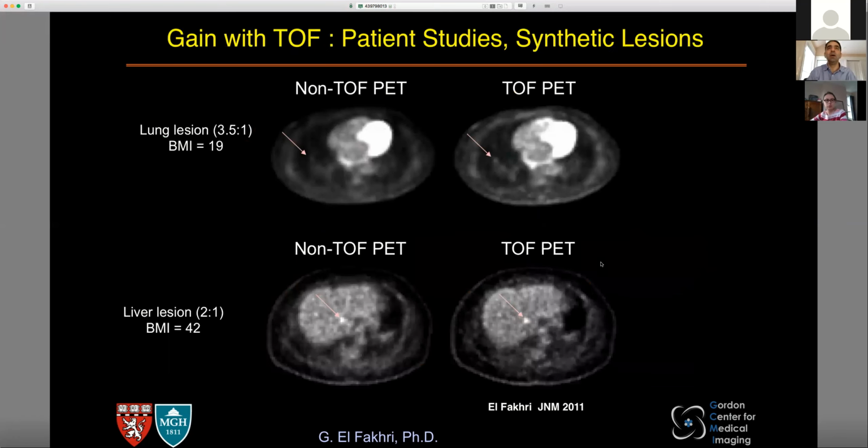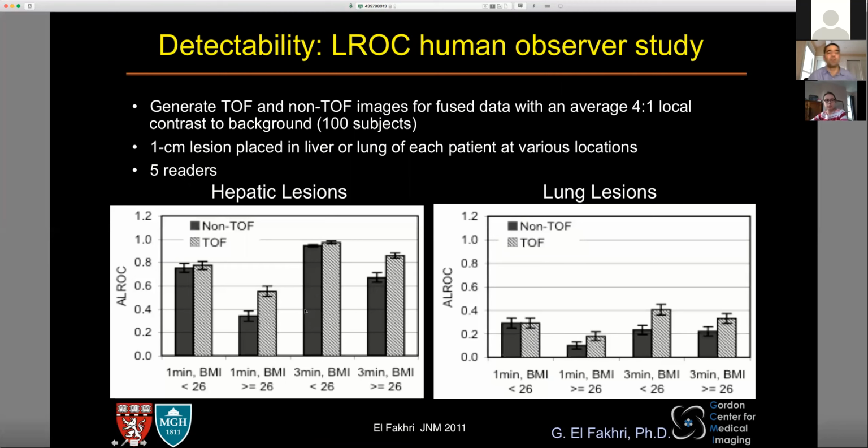Let's see how that translates in other images. Here's another one. No time of flight, lesion in the lung here, time of flight, lesion in the lung here. And here's one, no time of flight and time of flight, lesion in the liver. All right, and then let's look at what that buys us in terms of lesion detectability.